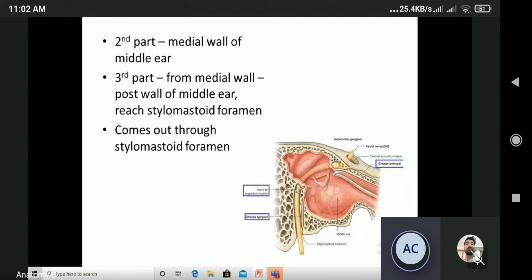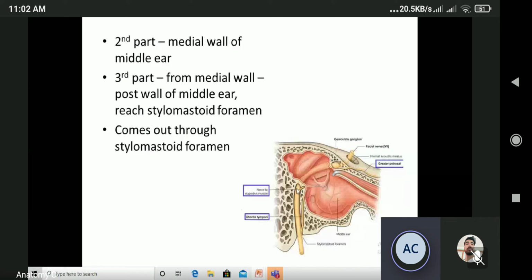Here you can see this is the first part. Here it forms the genu, and here lies the geniculate ganglion. So this is the second part on the medial wall of the middle ear cavity. Now this runs along the posterior wall of the middle ear cavity. So this is the third part here.